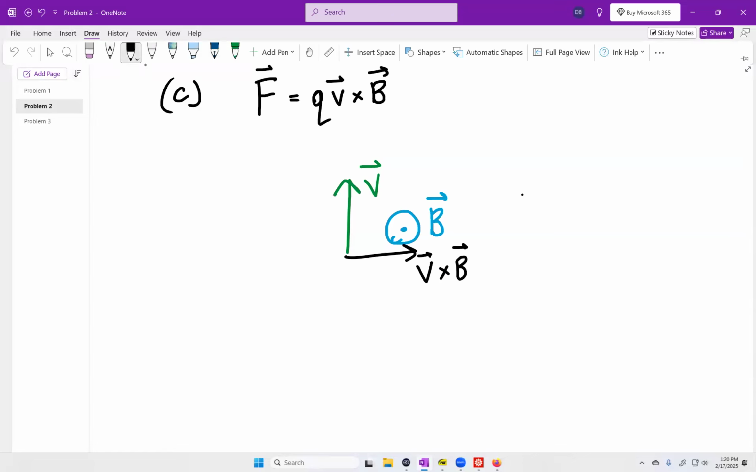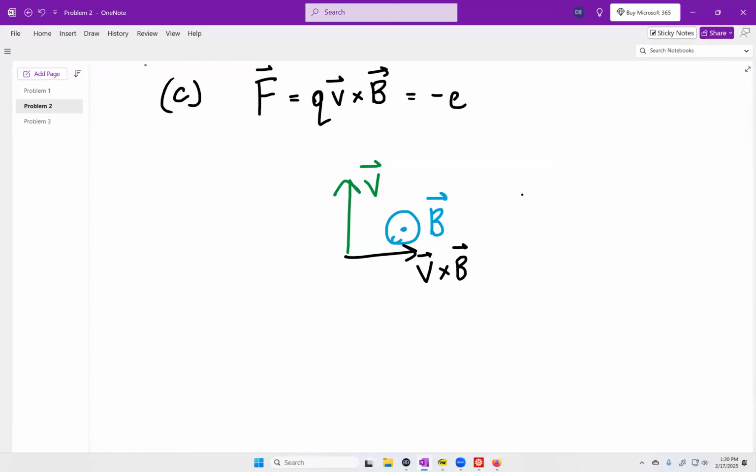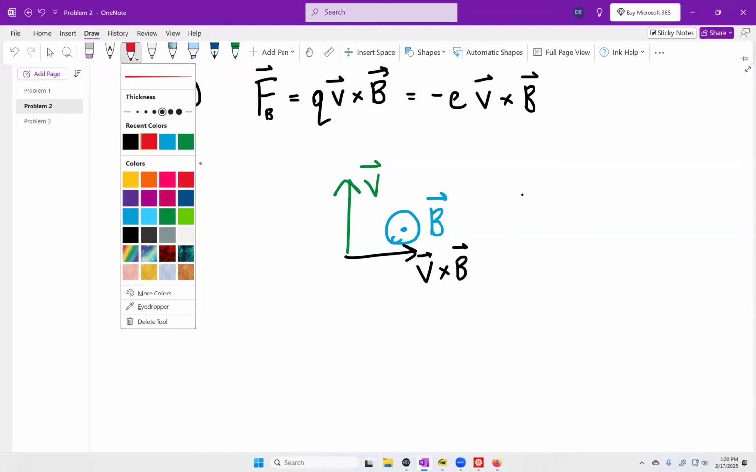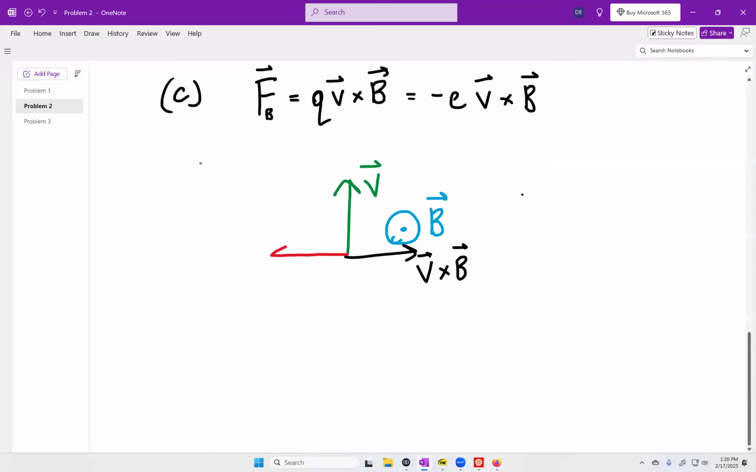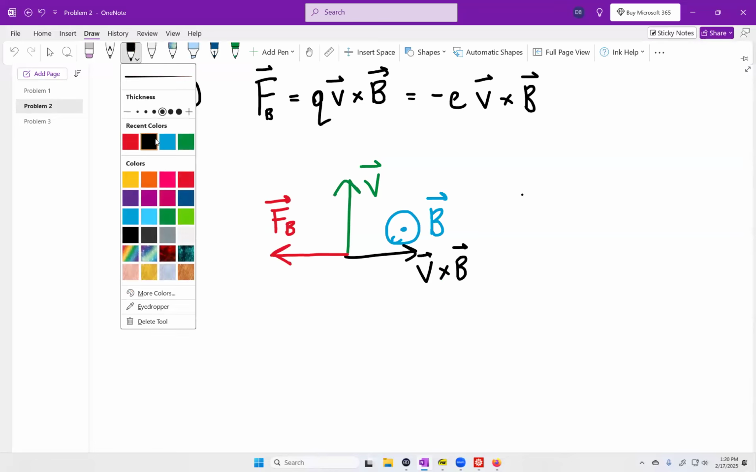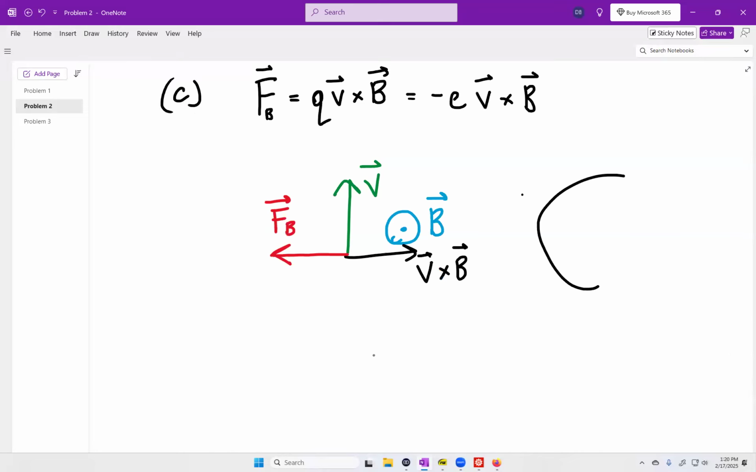But then because it's an electron, the charge is negative, so we need to flip it. Right, so the actual force on the electron initially, when it first enters the solenoid, is going to be to the left. Okay, so what that means is as the electron enters the solenoid, it's going to be deflected initially to the left. Okay, something like this.